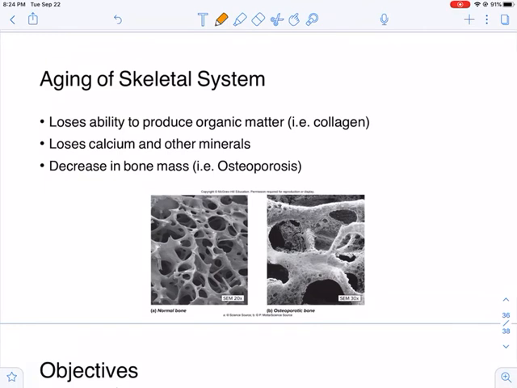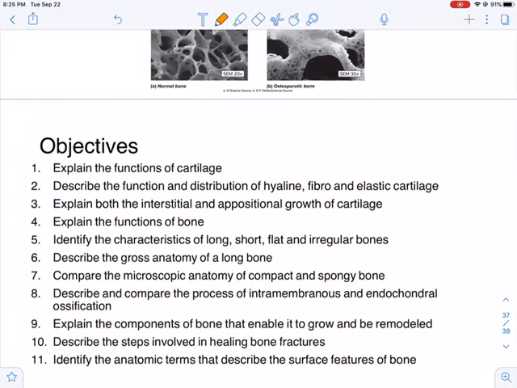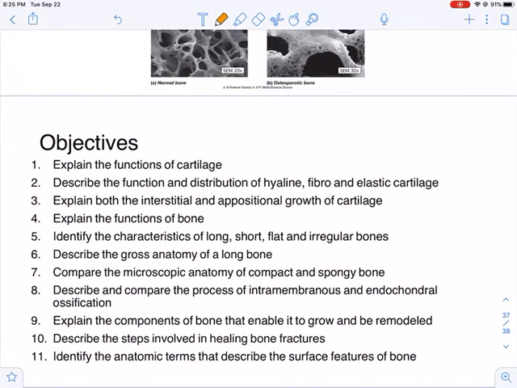We talked a little bit more as we went through the cells about the aging of the skeletal system, but you are going to lose your ability to produce good collagen, so it's not going to come together as well. You are going to lose your ability to absorb calcium and other minerals, and you're going to see a decrease in bone mass because of osteoclasts and things like that. So this could lead to osteoporosis or more brittle bones. So that really wraps up chapter 6.